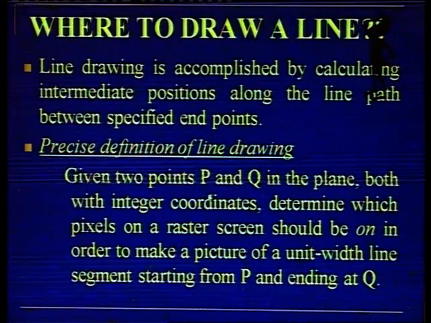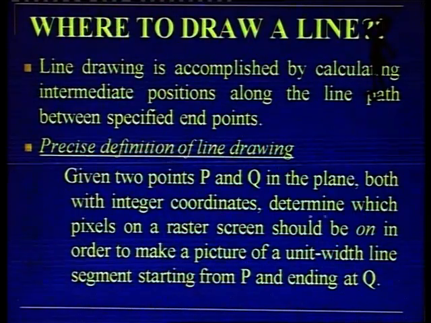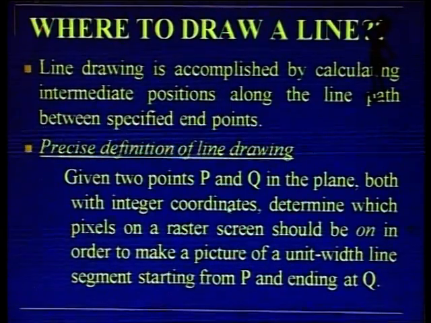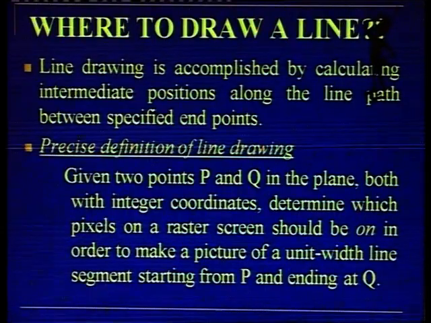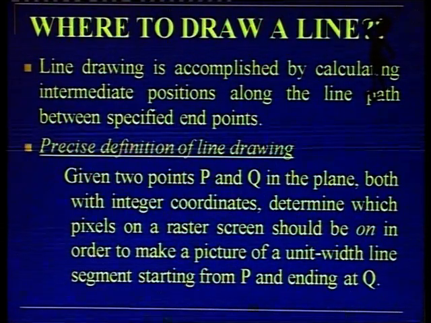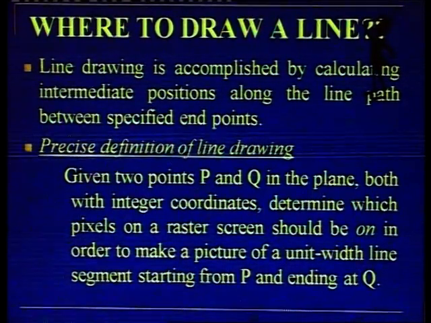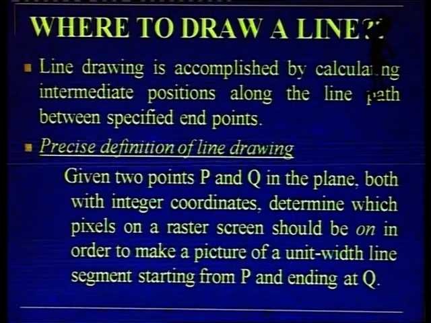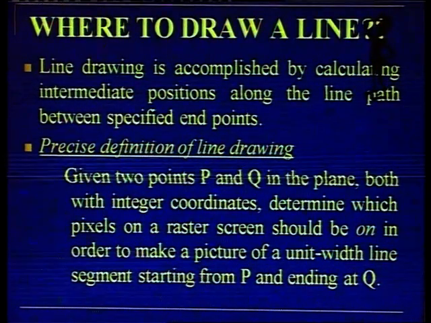Given 2 points P and Q in the plane, both with integer coordinates, determine which pixel on a raster screen should be on for those 2 points. We are given 2 points with integer coordinates x1 y1, x2 y2. These 4 coordinate values will be integer only. So, we are to determine which pixels on a raster screen should be on in order to make a picture of the unit width line segment starting from P and ending at Q.